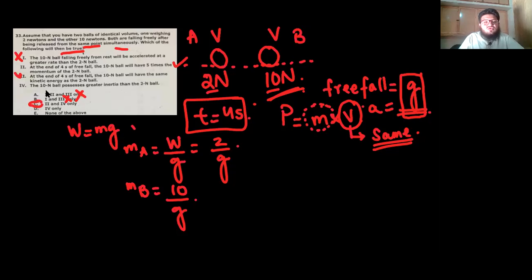Statement 4 is also correct because the 10 Newton ball possesses greater inertia. Yes, it does, because inertia also depends upon the mass. So since 10 Newton has a greater mass, therefore it also has greater inertia, okay. Let's move on to the next.